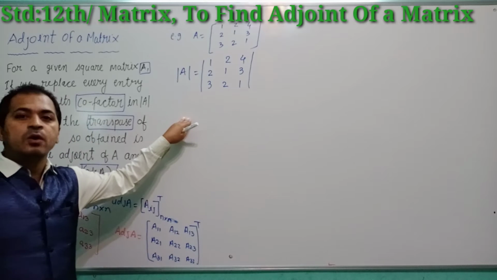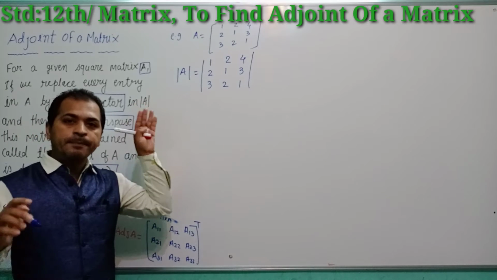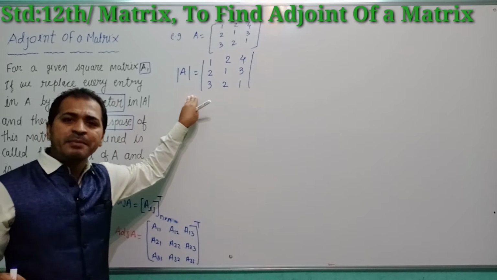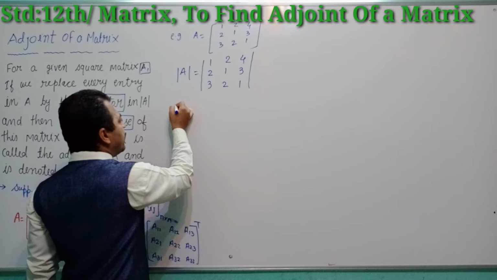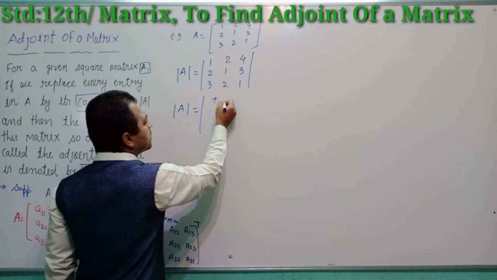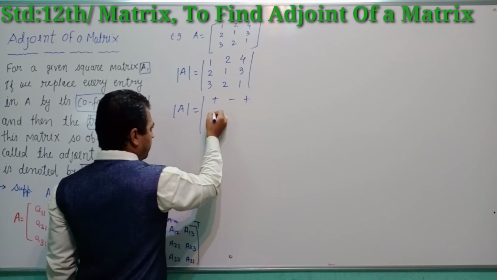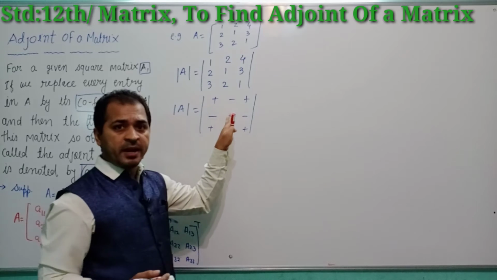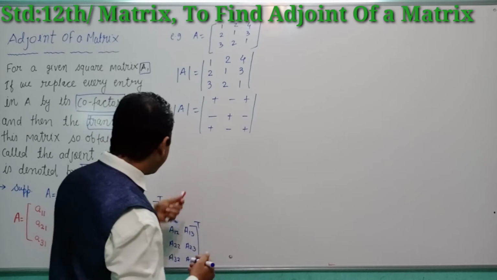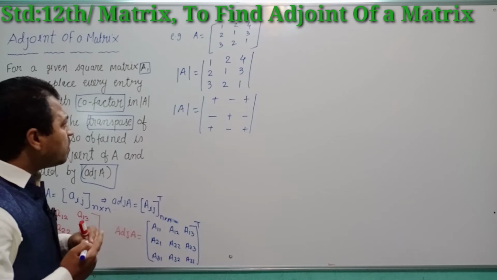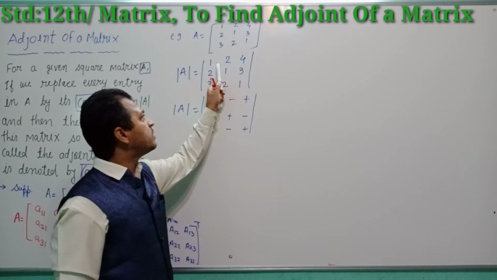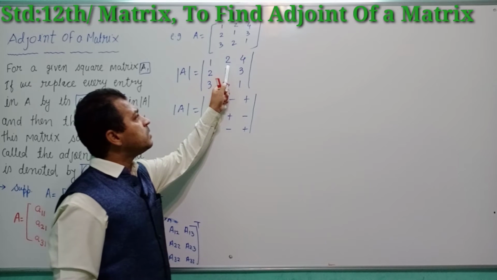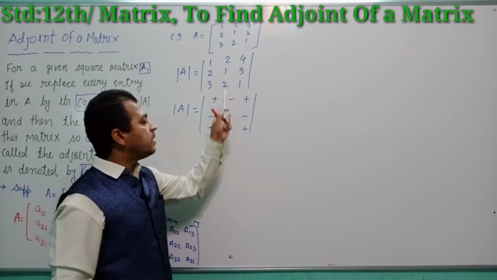To find the cofactor, you have to keep in mind the sign convention of all these elements. For any matrix the signs are plus, minus, plus, and again minus. According to this sign convention you can expand any determinant. But students, our target is to find the cofactor of all these elements: A11, A12, A13.